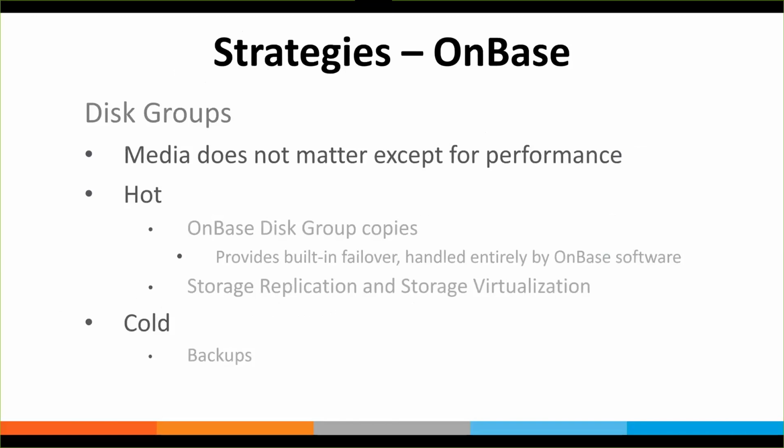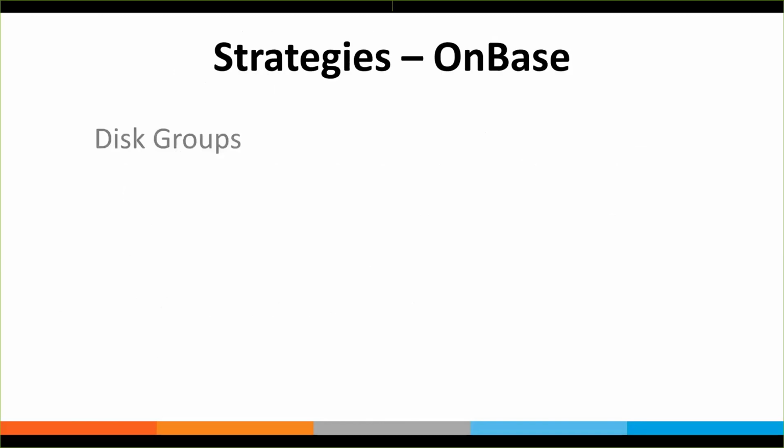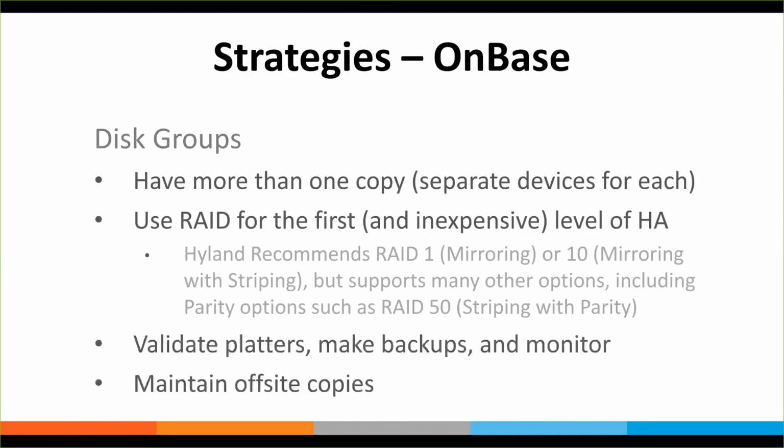Backups through disk groups are a cold backup. They can be restored, but it is a cold failover. Have more than one copy, and if you're going to have more than one copy of your disk groups, don't put them on the same physical box. If it goes down, you've lost everything.